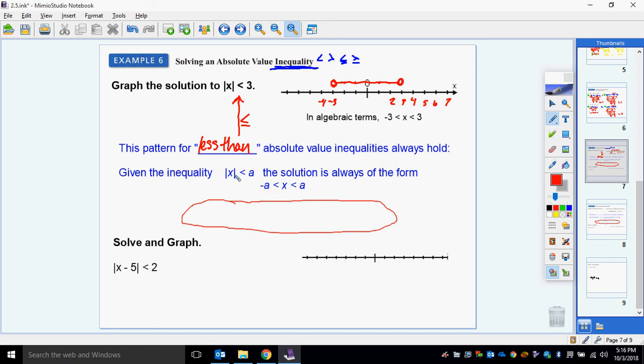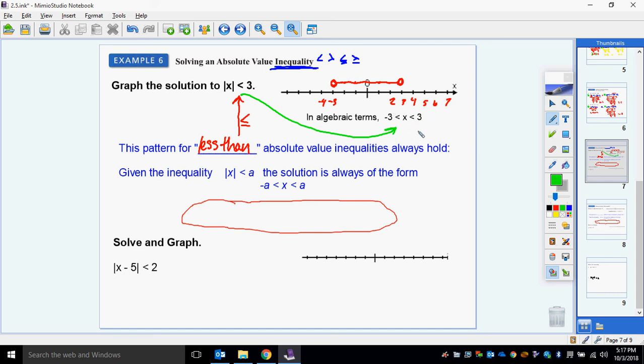If the absolute value is less than a number a, then you take the negative version of a, put the less than symbol, put whatever was in your absolute value, here it's x, put the less than symbol, and then the positive version of your endpoint. Okay, just like we did up here to get this. Whatever's in your absolute value goes in the middle. You have the two less thans, and then you take your number, do a negative version and a positive version on the right.